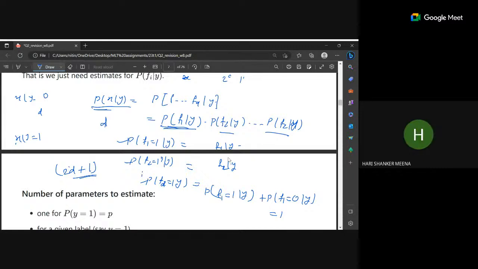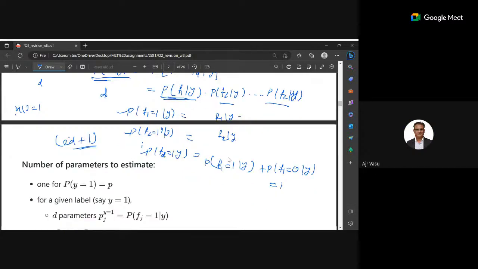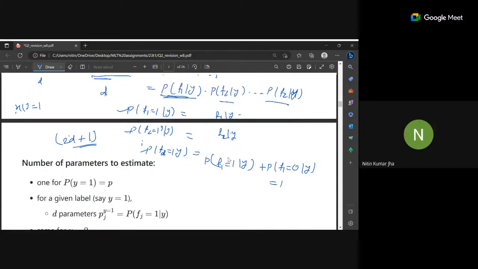Okay, understood, sir. You're right, because they're independent, it won't add up across features. These are two different probability spaces, or you can say different random variables, for F1 given y and F2 given y. So they need not add up to 1.